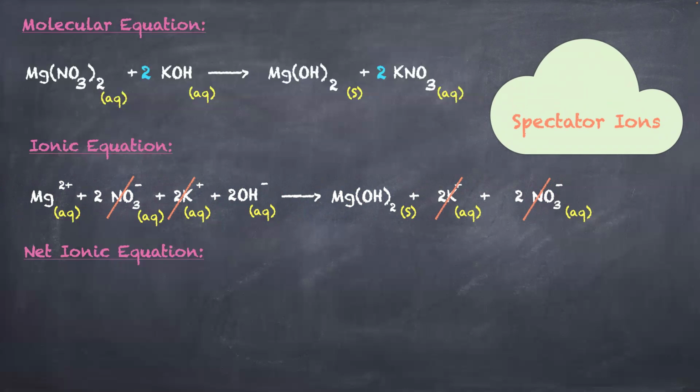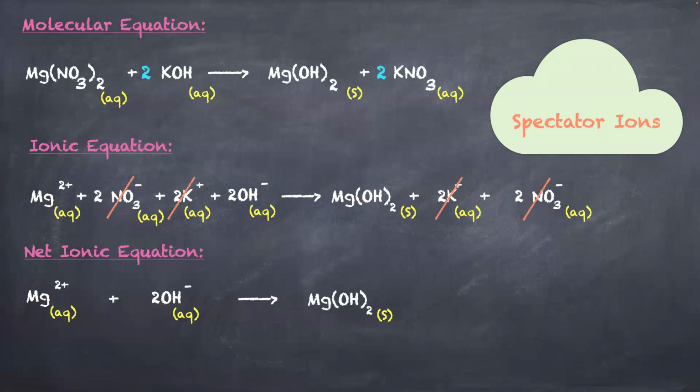The reason this double replacement is a reaction is because there's a precipitate being formed. And the precipitate is formed because of magnesium and hydroxide and not because of any other ion. So that's why we call them spectator ions. Our net ionic equation is basically the equation that shows how that precipitate is formed, so it's the remaining ions that are not canceled out. So it's magnesium 2 positive plus 2 hydroxides forming magnesium hydroxide solid. And this is our net ionic equation.